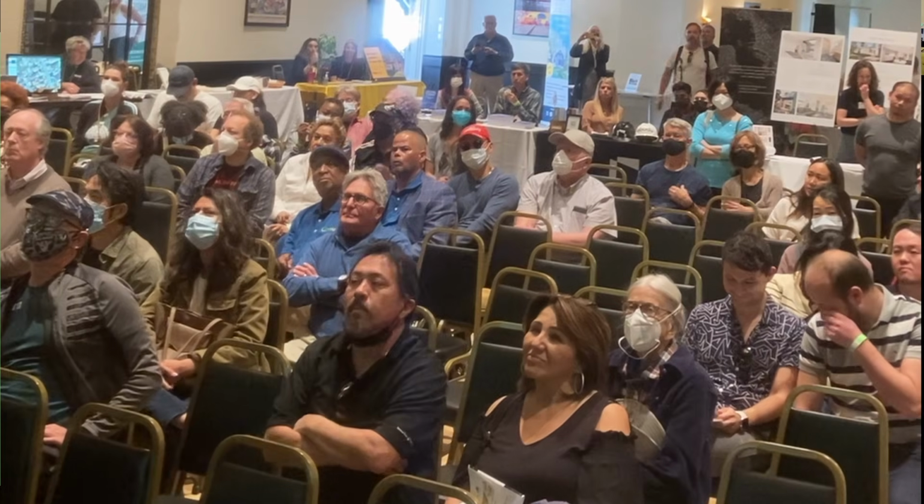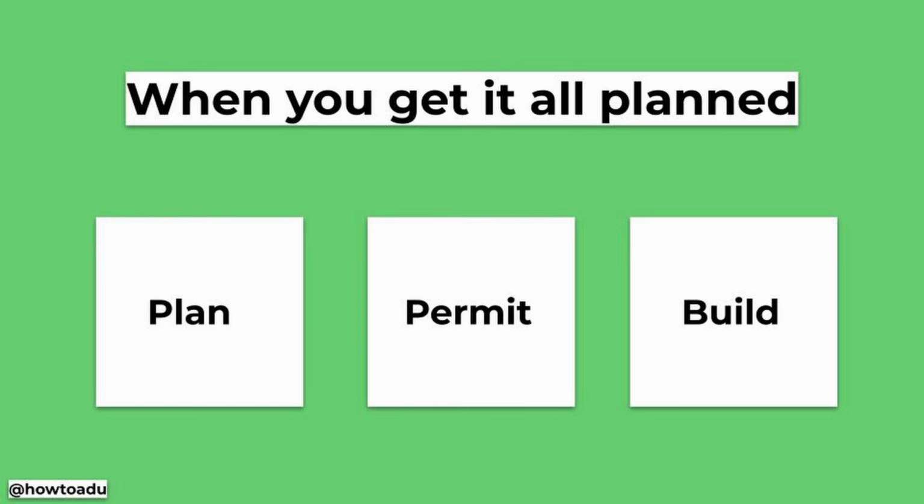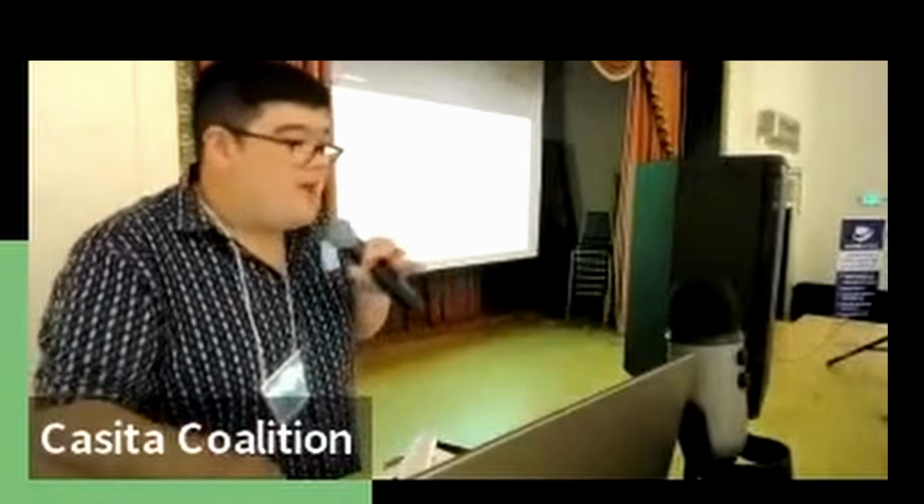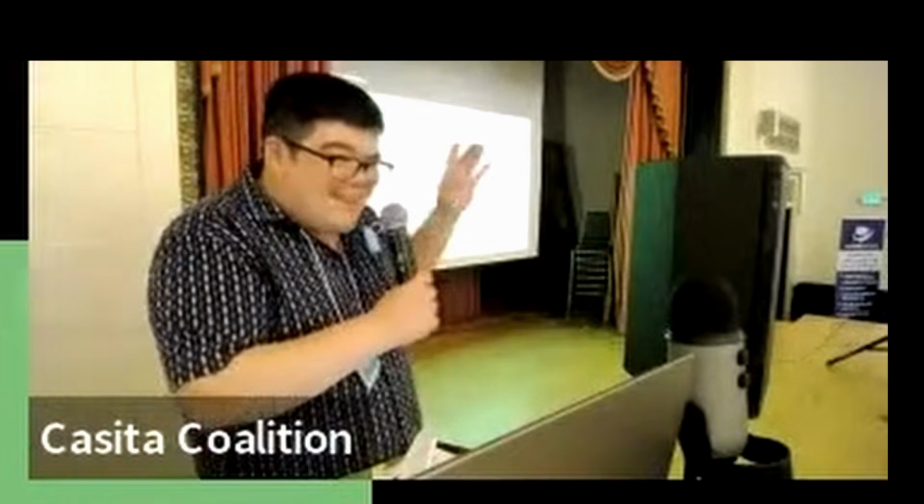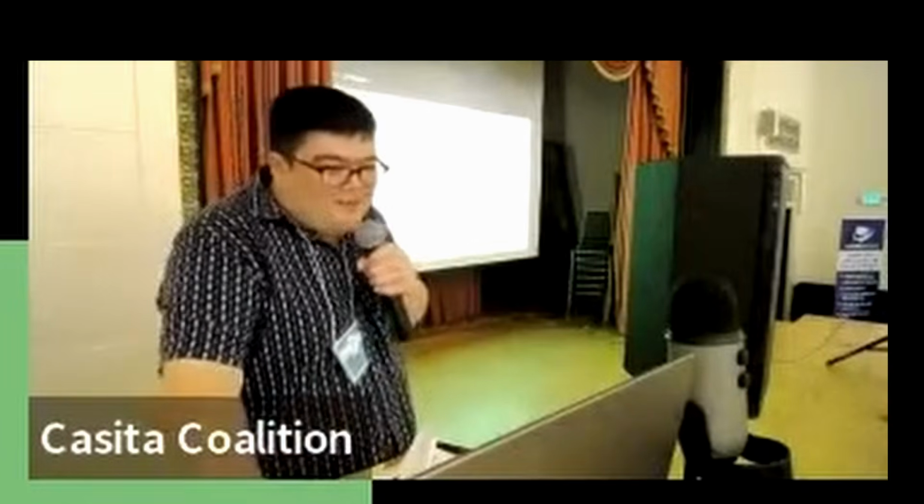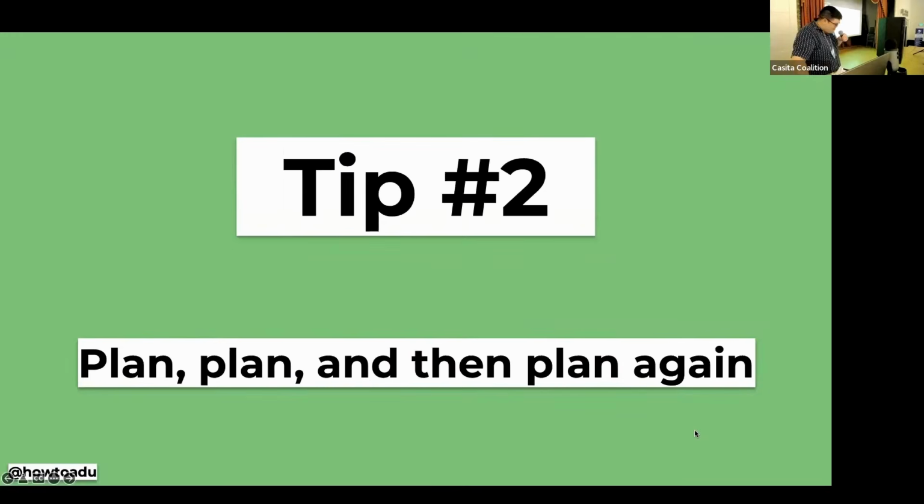Change your budget, or go around these iterations as much as you need to make the project work for you. And then once you get it all planned, then you're on to the permit and then the build. And again, you're going to want to talk to everybody in this room about all the details for your specific project. But tip number two, if you can't tell from my rambling, is plan, and plan again.